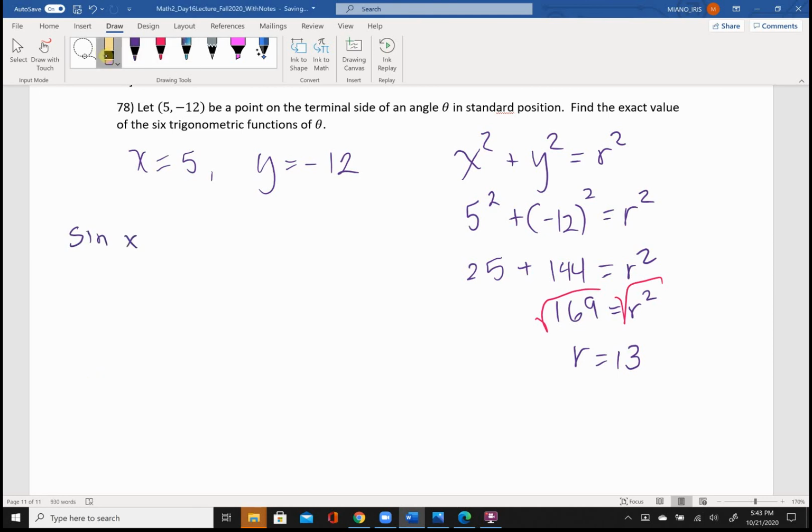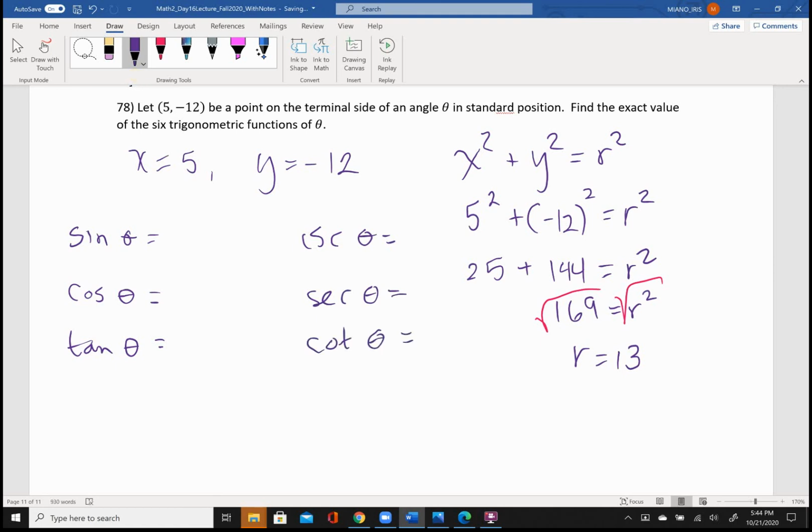Sorry, it's not sine of x, it's sine of theta. Theta is unknown to us. We don't care what it is. We just want the output of these 6 trigonometric ratios here. And it'll be relatively easy. We've done all of the hard work.